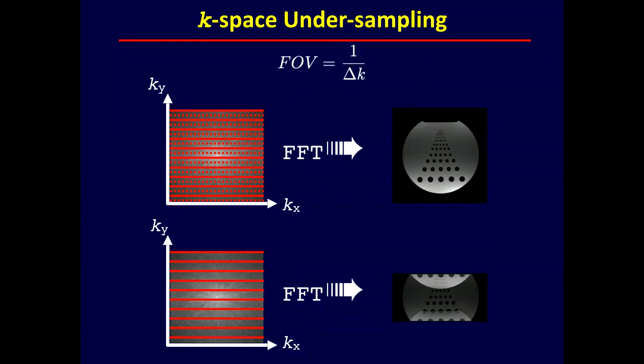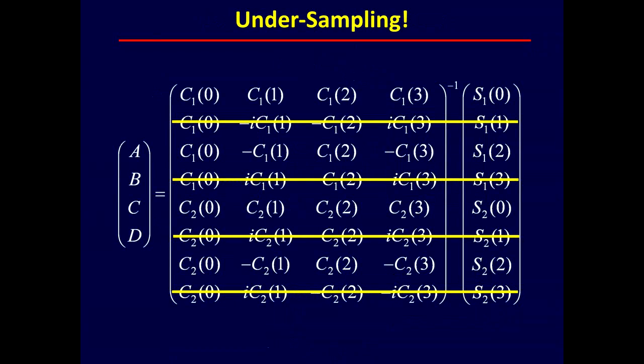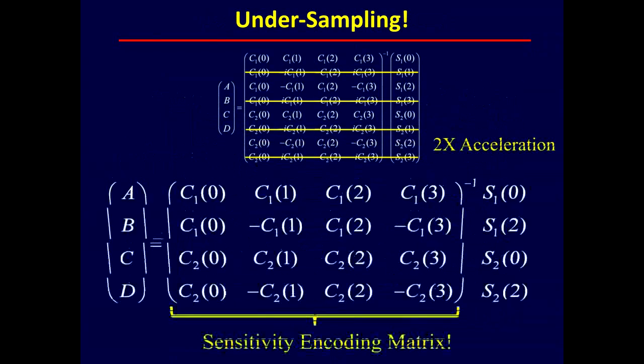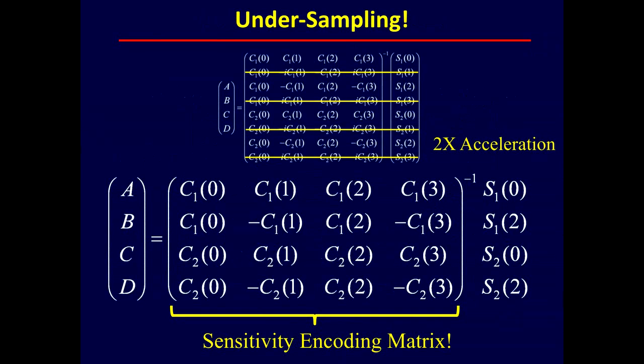So now here creates a problem. Obviously, you cannot use an image like this. We have to un-alias it. How to do that? That's the job of parallel imaging. Okay, I'll show you later. When you invert that matrix here, effectively you're un-aliasing the image.